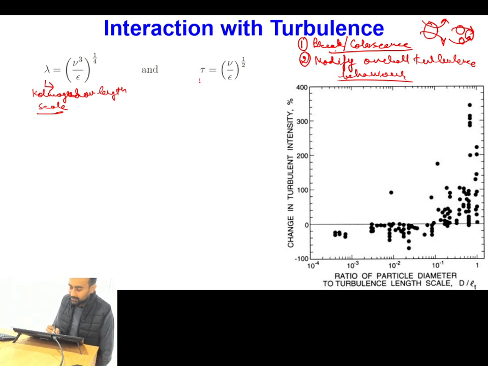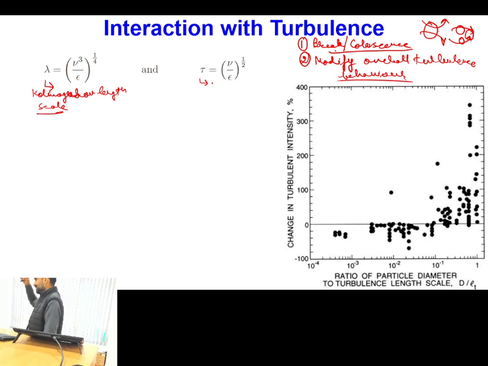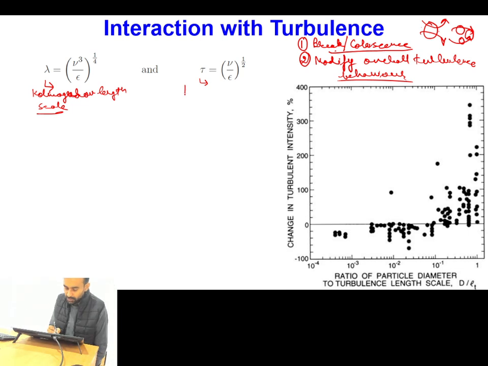Eddies also have different time scales. I told you that larger eddies move at a slower speed, but the smallest eddies move at a faster speed. So if we have to properly resolve the turbulent eddies, we should be able to define the time scale of the fastest moving eddy. The time scale of the fastest moving eddy is called the Kolmogorov time scale.